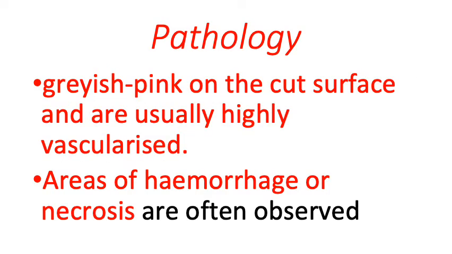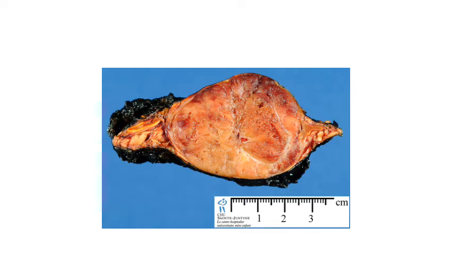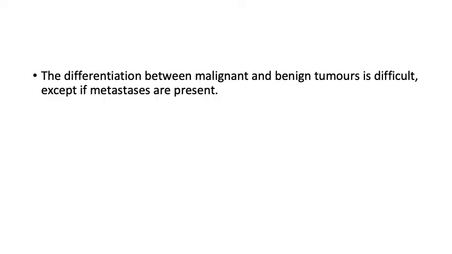Regarding the pathology of pheochromocytoma, grossly the tumor will be grayish pink on the cut surface and usually highly vascularized, and there will be areas of hemorrhage or necrosis observed in the tumor. This is the picture of pheochromocytoma in the adrenal gland, gross appearance. And also the same in the adrenocortical carcinoma.